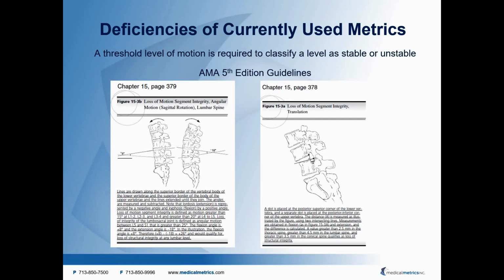One of the most common approaches to detecting instability is to measure intervertebral rotation or translation from flexion-extension radiographs, and then apply thresholds to classify motion as normal or abnormal. This approach was used in the American Medical Association's Guide to Rating the Severity of Impairment. Specific measurement methodology was described.